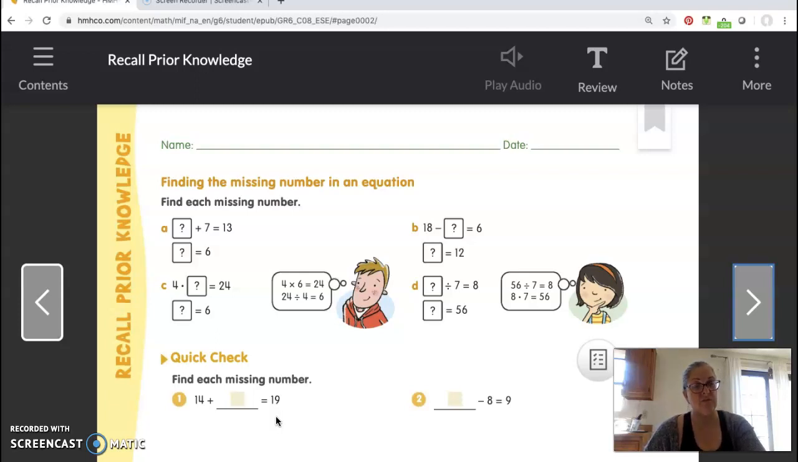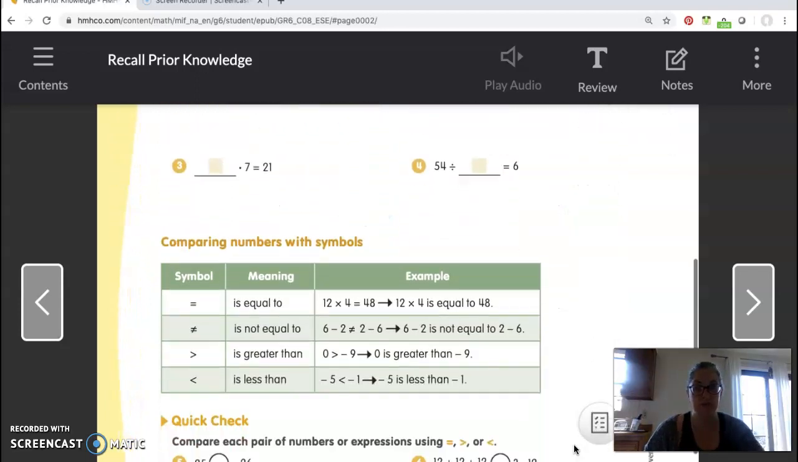Remind yourself in this moment, too, that addition and subtraction are opposites. We call them inverse operations. Multiplication and division are also inverse operations. So when we're solving problems for variables, which is what we're going to be doing in this chapter, you're going to be using the opposite. You're going to use the inverse operation. So as you go through this section on recalling prior knowledge, I'd like you to bear that in mind. You're using the inverse or the opposite operation to solve these problems.